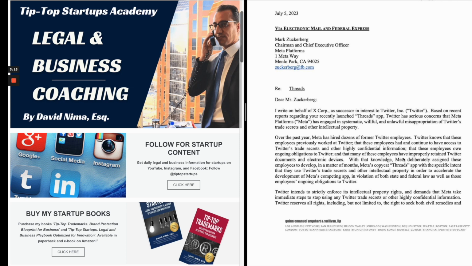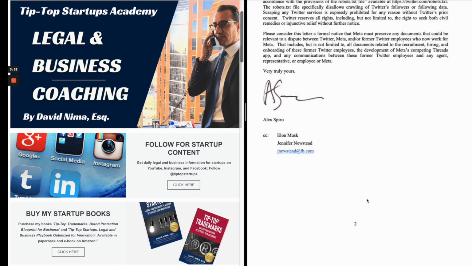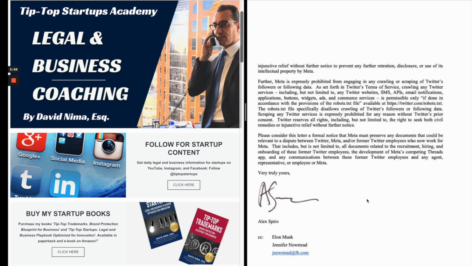So it's essentially saying that we have learned, or we suspect, or we allege that Meta has been using the confidential information of Twitter, and the way they received this confidential information is by hiring former employees of Twitter who are bound by confidentiality. Even though they have left Twitter as employees, they're still bound by the trade secret confidentiality clauses, and Twitter is alleging that these new employees are violating that confidentiality agreement, and therefore Meta is responsible. That's what usually any cease and desist letter says.